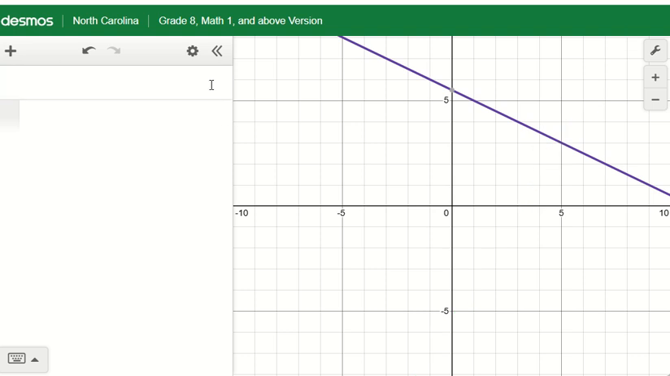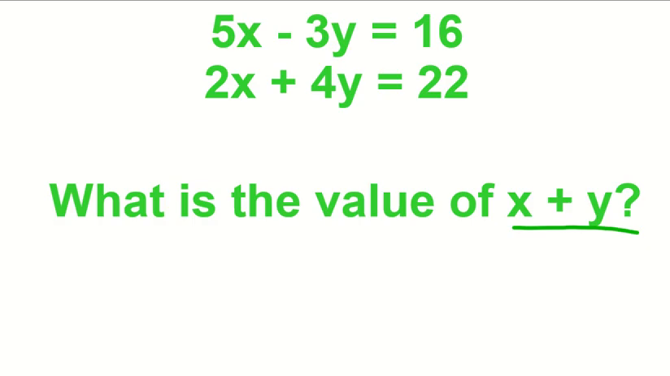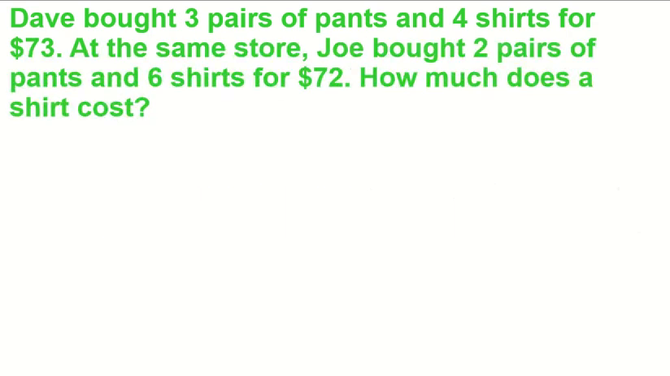You don't go back to doing it without the calculators? No? All right, so the calculators aren't magical. They can't do everything for you. So we got Dave. He bought 3 pairs of pants and 4 shirts for $73. At the same store, Joe bought 2 pairs of pants and 6 shirts for $72. We need to find out how much a shirt costs. So, how would we do this?